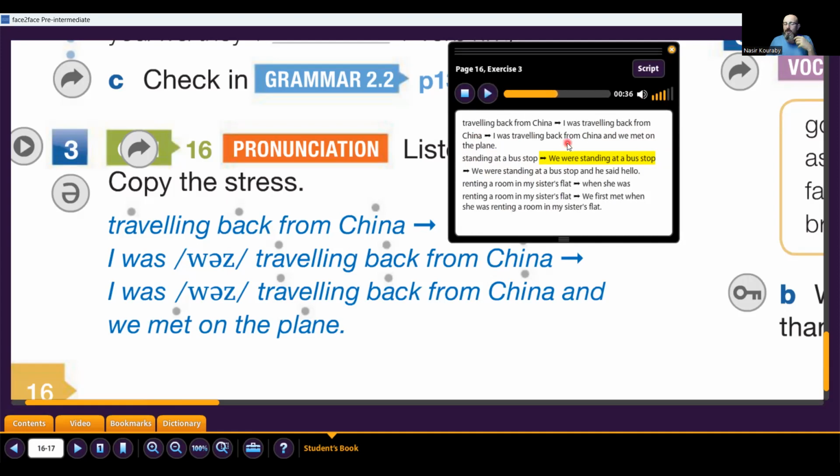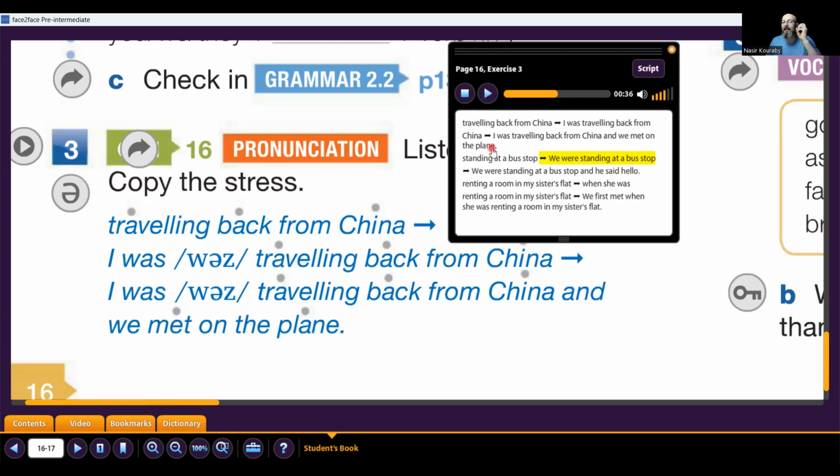Okay, so what I want you now to do, close your eyes, listen to it with me 3 times. The 4th time, repeat it loud. Just listen, close your eyes and listen, focus how we say "we," okay? We were standing at a bus stop. Now repeat. We were standing at a bus stop.